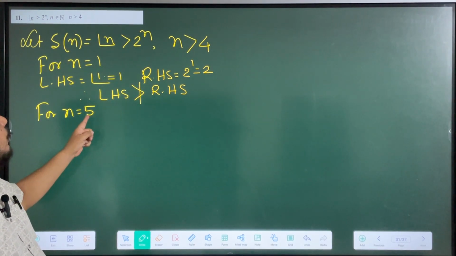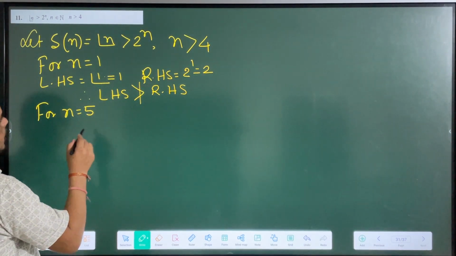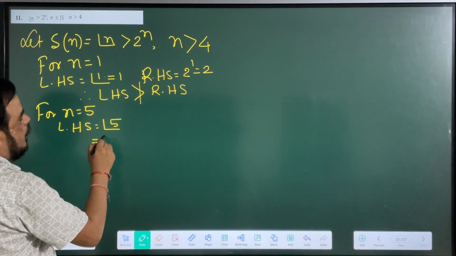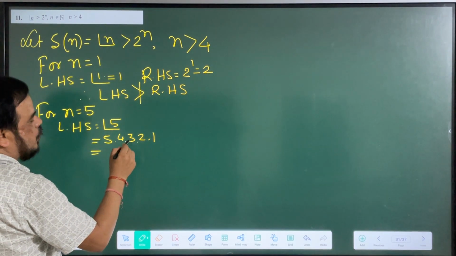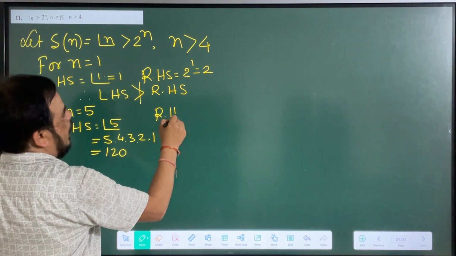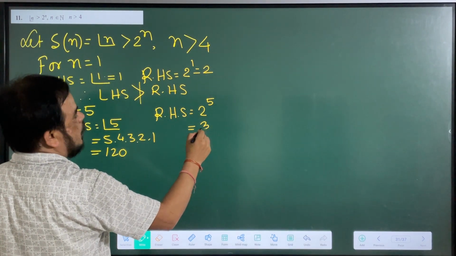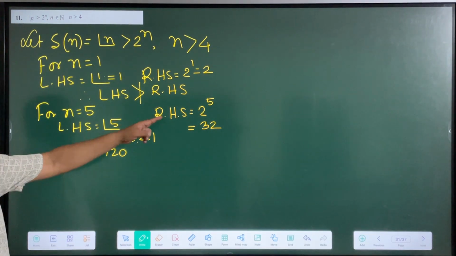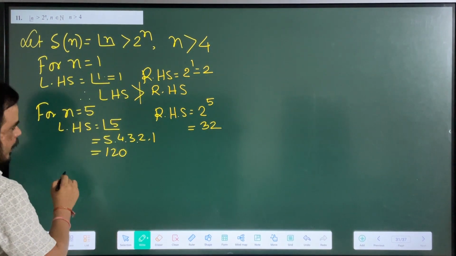Now let us see if we put n equals 5, whether we get left hand side greater than RHS or not. Left hand side: factorial 5 means 5 into 4 into 3 into 2 into 1. 5 fours are 20, 20 threes are 60, 60 twos are 120. Right hand side: 2 to the power 5 is 32. So left hand side is greater than right hand side for n equals 5.